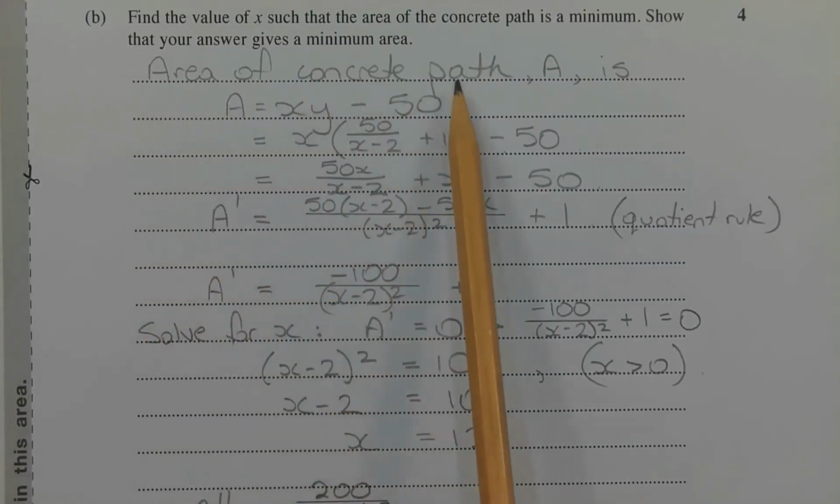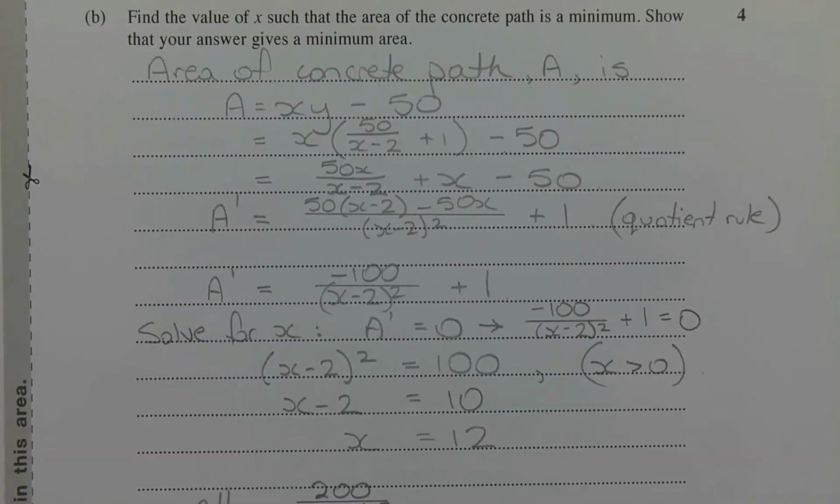The area of the concrete path A is the difference between the area of the large rectangle, which is x times y, and the area of the garden, which is 50 square meters. Hence A is equal to xy minus 50. But we want A expressed in terms of the variable x only, not in terms of x and y. So we need to eliminate the y variable somehow.